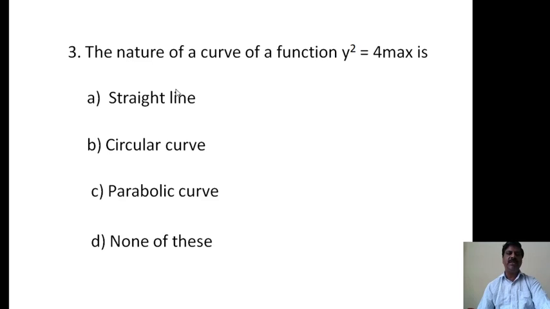The answer for this question is option C, a parabolic curve. It is not a circular curve, but a parabolic curve. Therefore, the nature of the curve of the function y square is equal to 4ax, from that equation we get a parabolic curve.